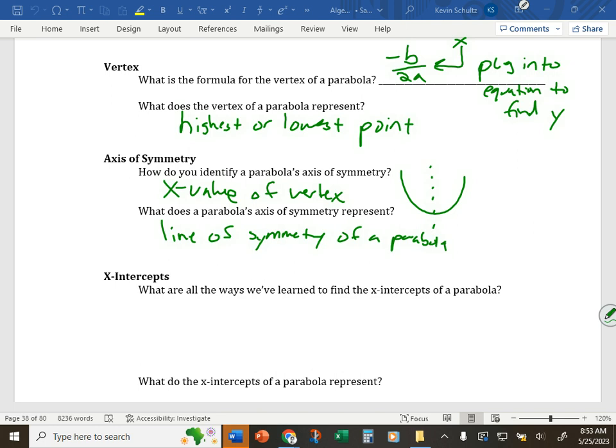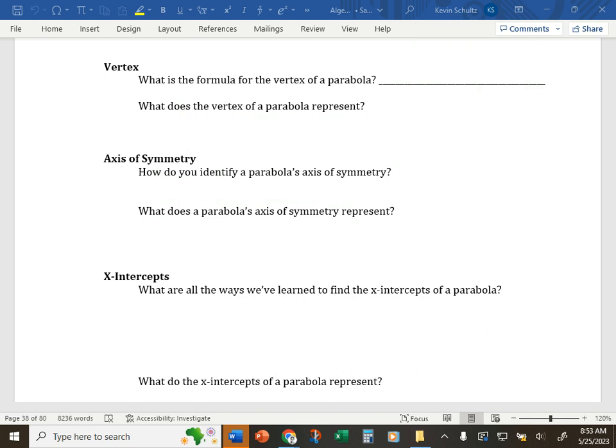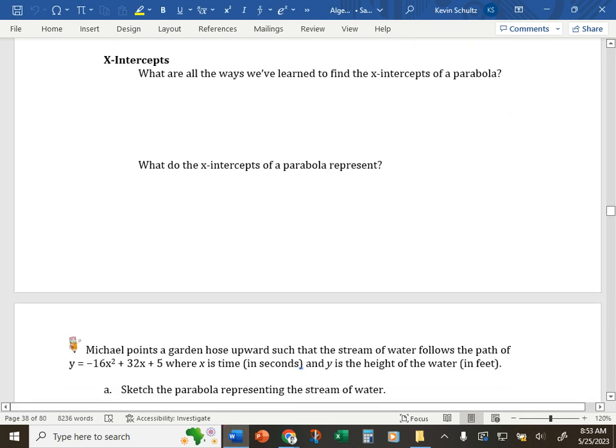So we kind of learned all of that in PO54, the y-intercept, the vertex, the axis of symmetry. Then we moved on to the x-intercepts. We spent like 3 objectives all about the x-intercepts of a parabola because they're pretty important. What are all the ways that we've learned to find the x-intercepts of a parabola?